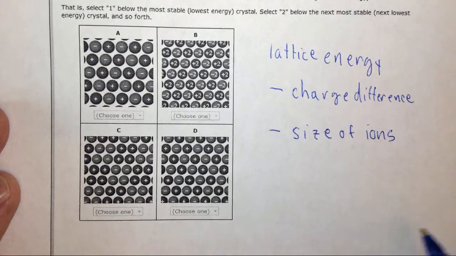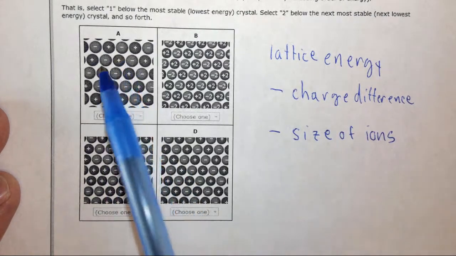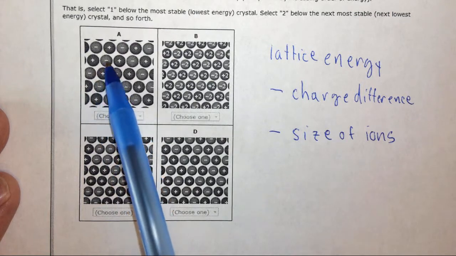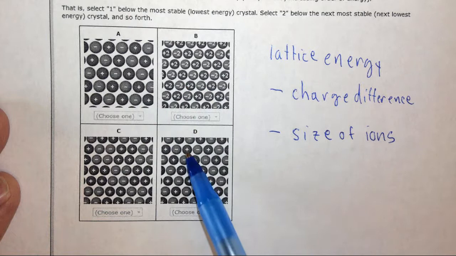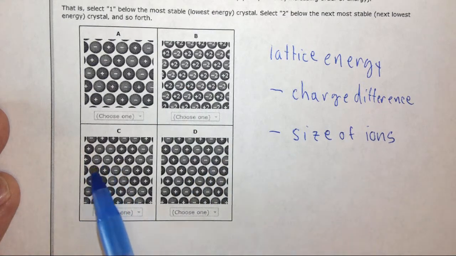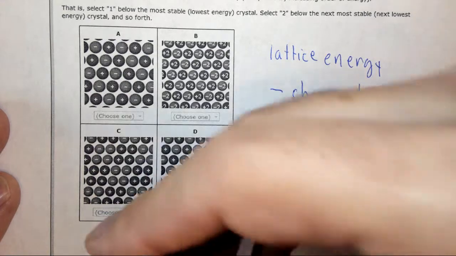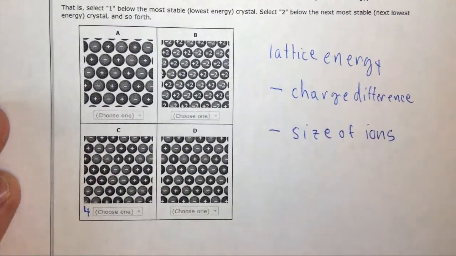I should also note that Alex has here something interesting. You'll notice that in all of these cases, the plus charges are surrounded by minus charges, and the minus charges are surrounded by plus charges, and so on and so forth. But here you have some minuses next to each other and some pluses next to each other. This doesn't exist in nature, so this is very unstable. So we're going to put that as a 4.